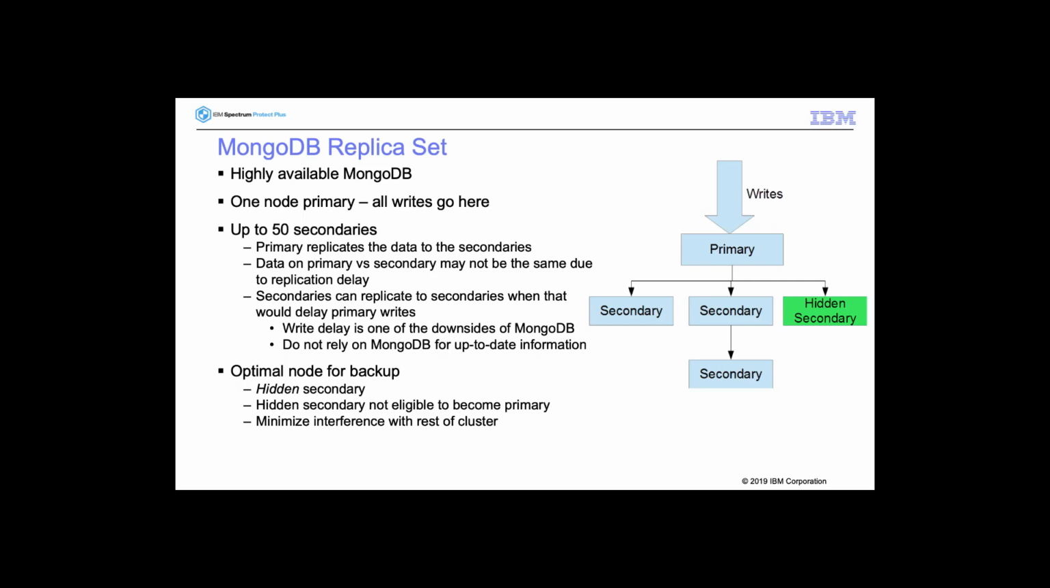So from a backup perspective, the optimal node for backup for MongoDB is the so-called hidden secondary node. And for Spectrum Protect Plus, that is where we're going to try to do the backup if you back up a MongoDB replica set.